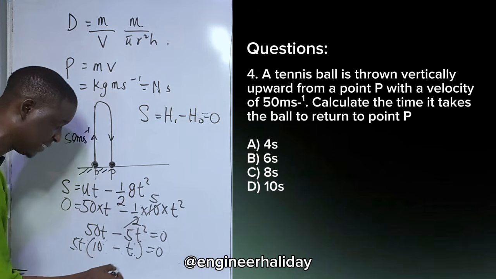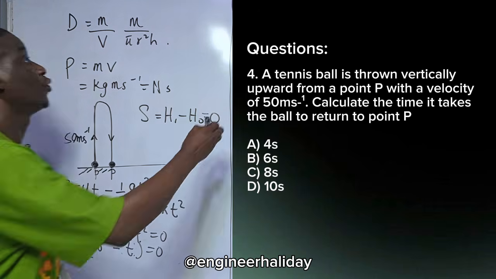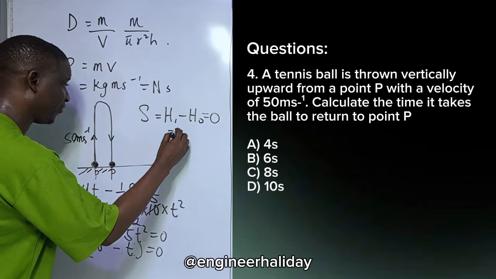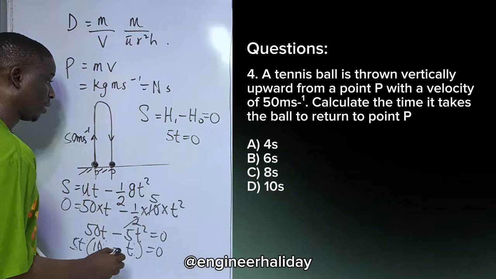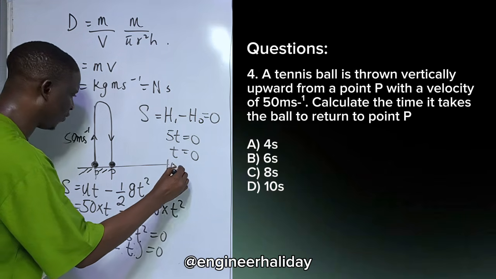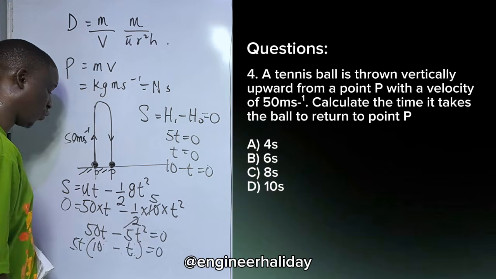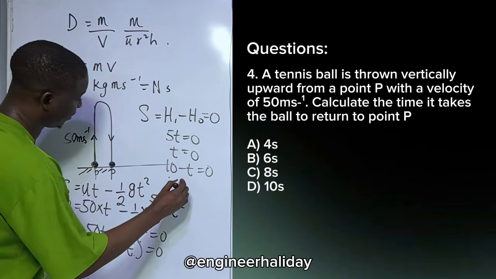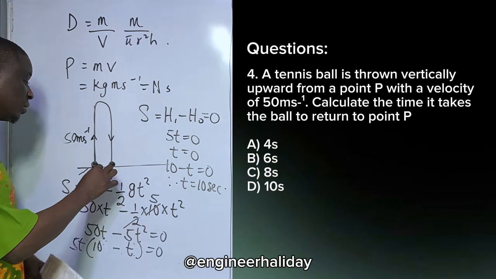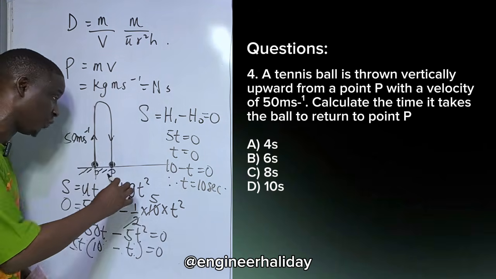5t times t is 5t squared. So it's correct. So we can now solve and say, let's now see what 5t is equal to 0, which is t equal to 0, or 10 minus t equal to 0. So what do we have as our t? T will now be equal to 10 seconds. So it takes 10 seconds to go up and come down.